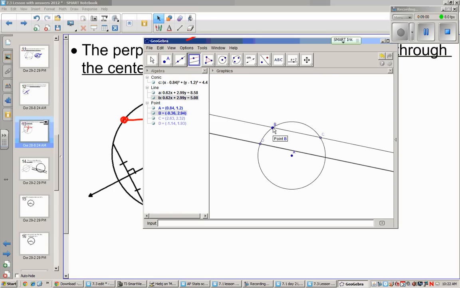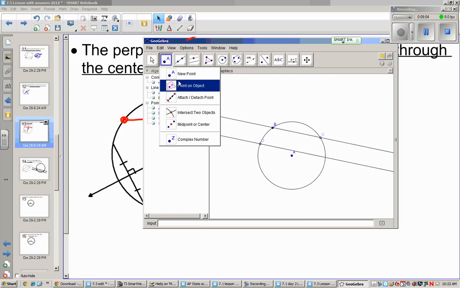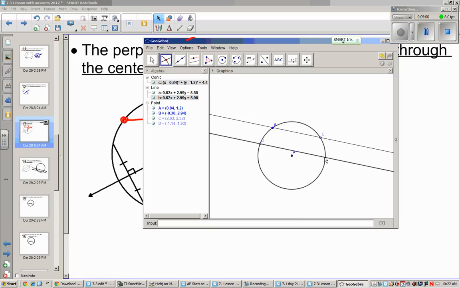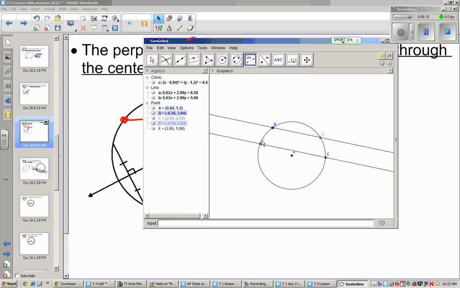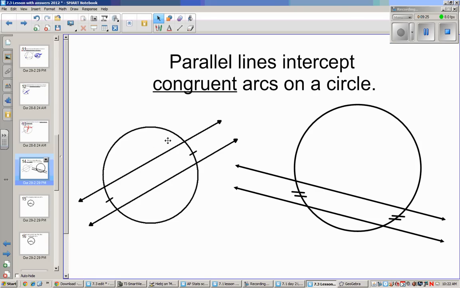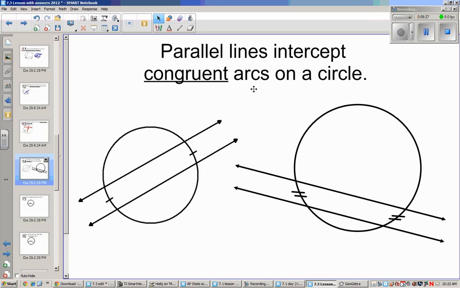Now if we look at the measure of arc DB and the measure of arc C, let's create that last point there. We want to intersect those two. And CE, those look like they're very congruent to me. So let's check and see if they are congruent. So that's 1.27, and that's also 1.27. So if you notice the parallel lines make congruent arcs. So our last property is parallel lines intercept congruent arcs on a circle.